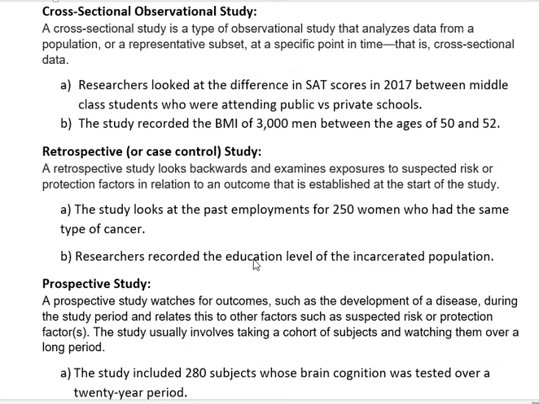Or researchers recorded the education level of the incarcerated population. So you already have these people that are incarcerated, and then you look backwards retrospectively to see how much education they had and see maybe if education level has to do with incarceration levels.